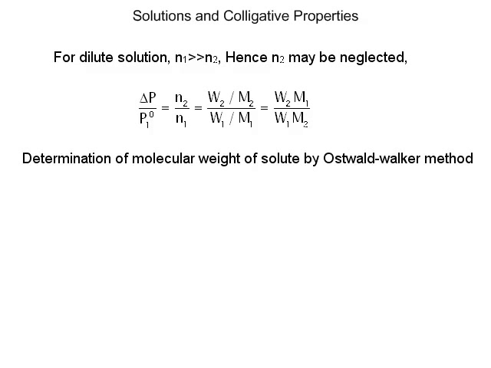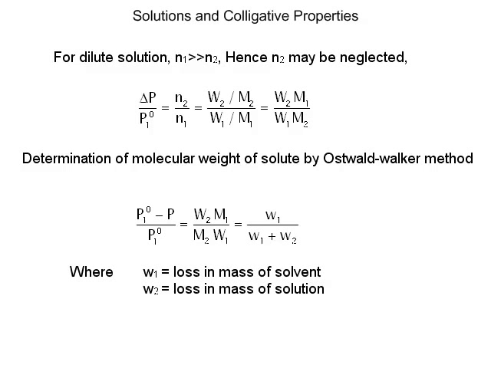Determination of molecular weight of solute by the Ostwald-Walker method. (P1⁰ minus P) upon P1⁰ is equal to W2M1 upon M2W1, which is equal to W1 upon W1 plus W2, where W1 is equal to loss in the mass of solvent, and W2 is equal to loss in the mass of solution.